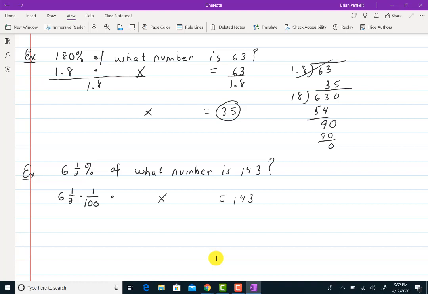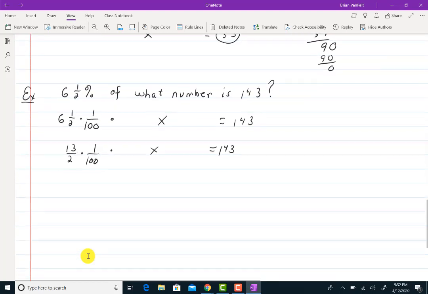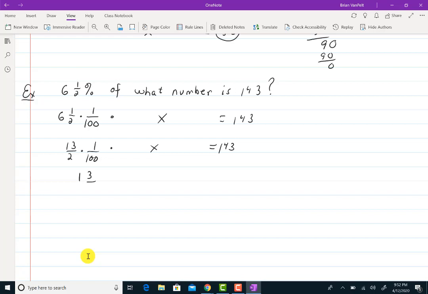Now before I do anything else, let me change that 6 1/2 to a fraction. Remember the rules. 6 times 2 is 12, and then you add 1 to it is 13. So it's 13 over 2 times 1 over 100. And then I've still got the times x equals 143. Now there's no simplifying I can do here. I can simply write this as 13 over 200 times x equals 143. Well, these kind of problems we've done before. I can multiply both sides of the equation by 200 over 13. That way, these 200s will cancel, these 13s will cancel, and you'll be left with x all by itself.